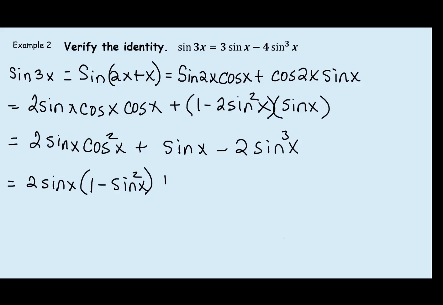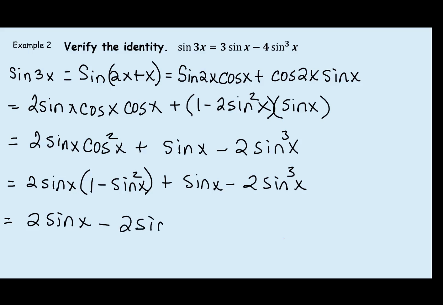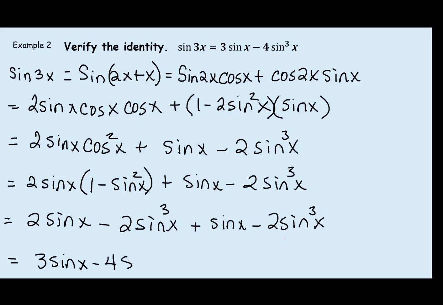And once we do that, we're almost done because all we're going to have to do is distribute that 2 sine x and then add it all up, and it will look just like the right side of the equation. So 2 sine x minus 2 sine cubed x plus sine x minus 2 sine cubed x. And so we add it all up, and we have 3 sine x minus 4 sine cubed x, which is the right side of the equation, and so we're done.